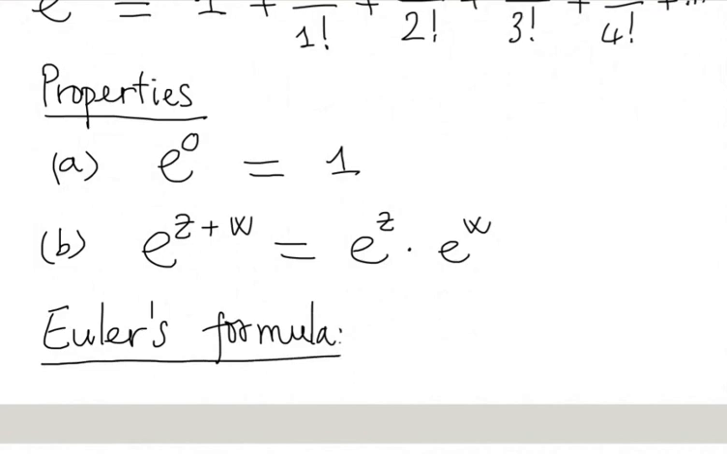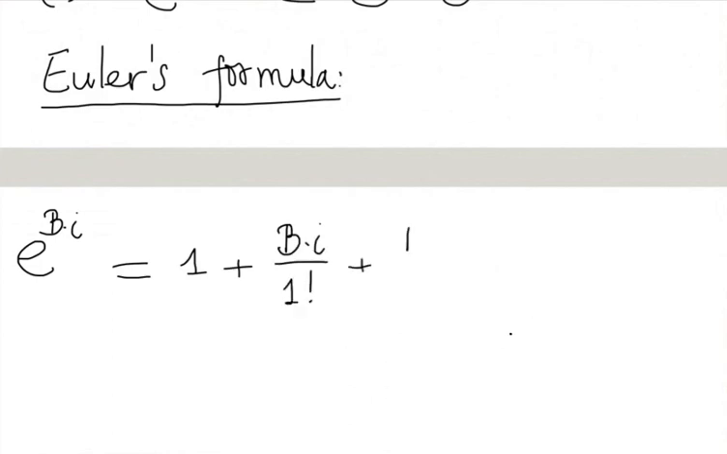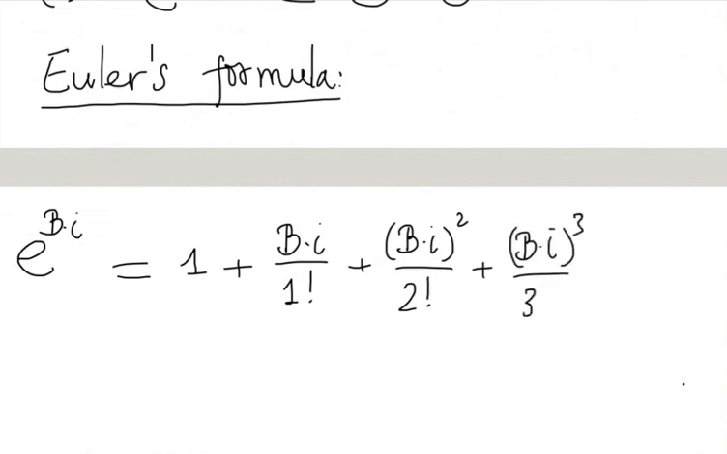So to see what Euler's formula is, let us look at e to the bi, where b is a real number. So by the definition, we will have 1 plus bi over 1 factorial plus (bi) squared over 2 factorial plus (bi) cubed over 3 factorial. Let me write out a few more terms.